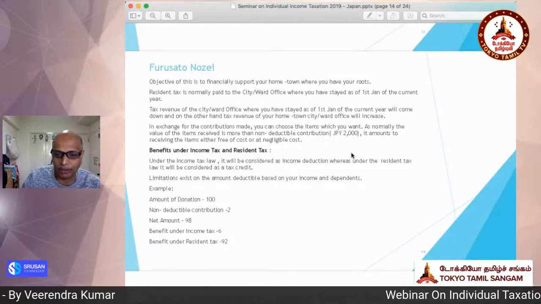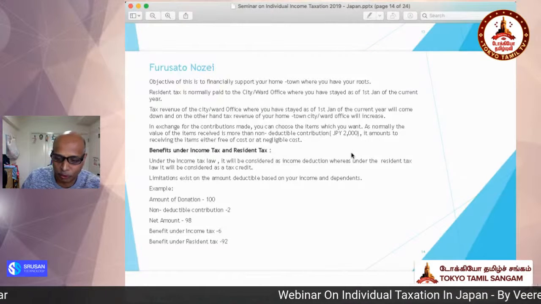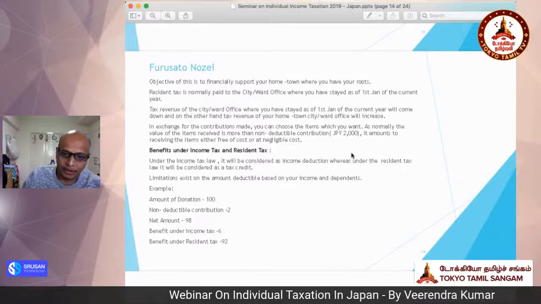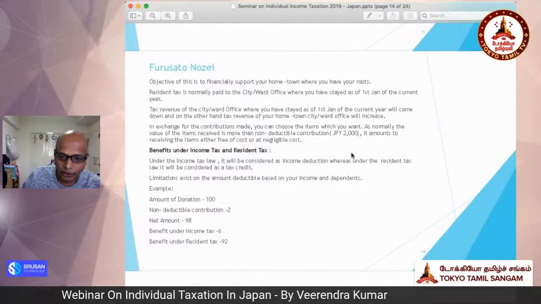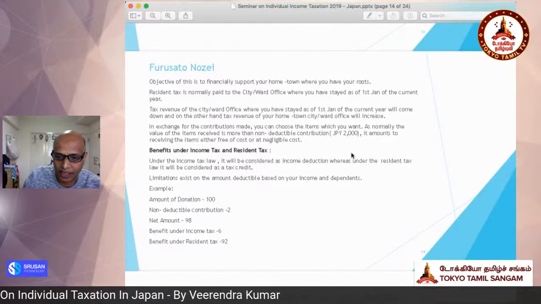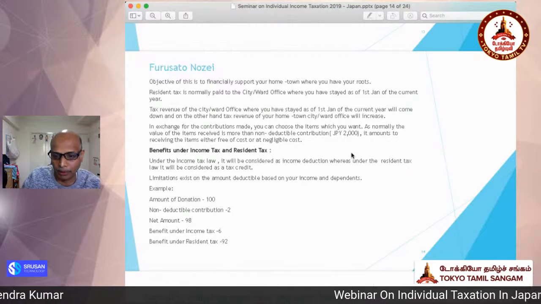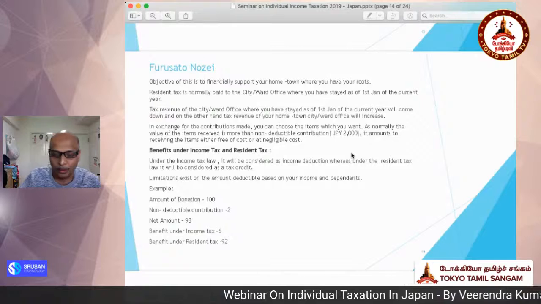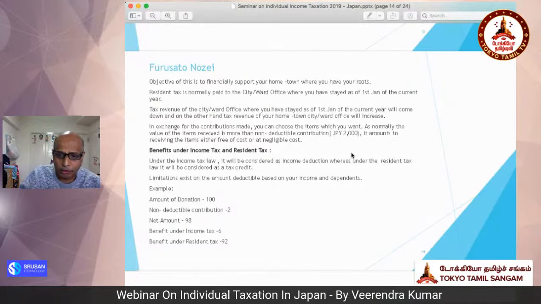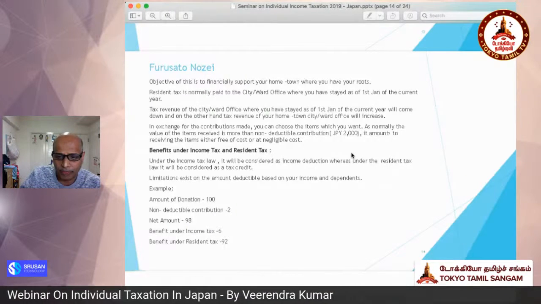I really do not understand why this scheme was introduced by the government, because the objective is different, but the way it is currently used by many people, including Japanese, is different. So there's actually a loss of revenue to the ward office where you are staying because of this.